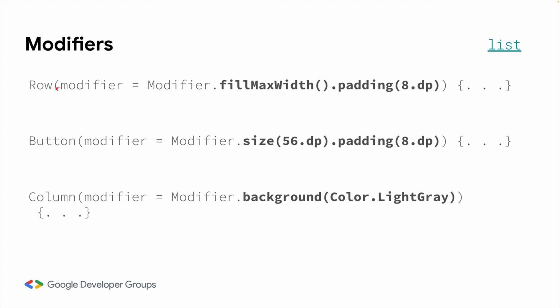So for instance, this row is going to fill max width. It's going to fill the maximum of the screen, and it's going to have a padding of 8. And then in here would be what's inside the row. Or this button is going to be a specific square 56 dp button, but it's going to have a padding of 8. So you can see these are the reusable kinds of modifications you would want to do on your composables, and you pass these in with a modifier. And here you can see a column, and I'm changing the background color to light gray. So you can see there are lots of different kinds of modifiers you can apply, and there's a link with a list of all the modifiers.